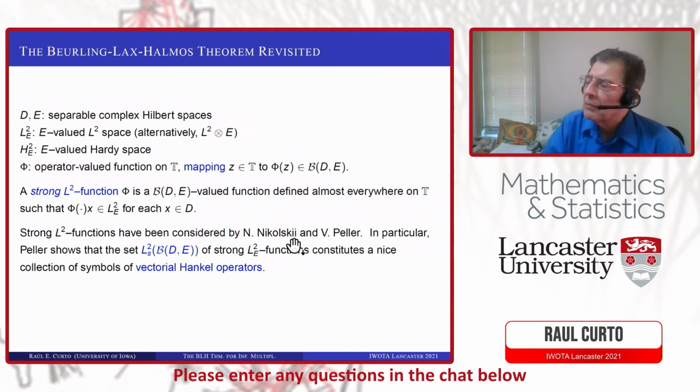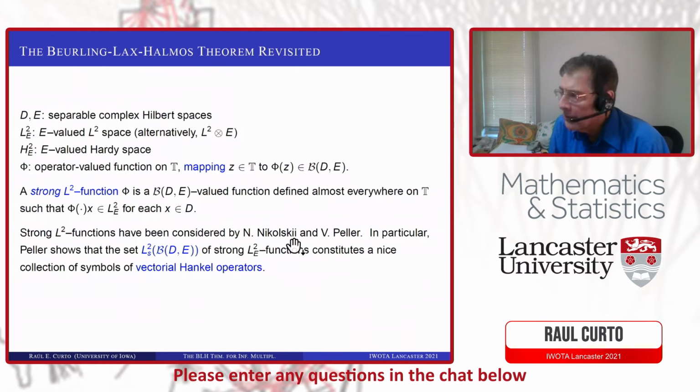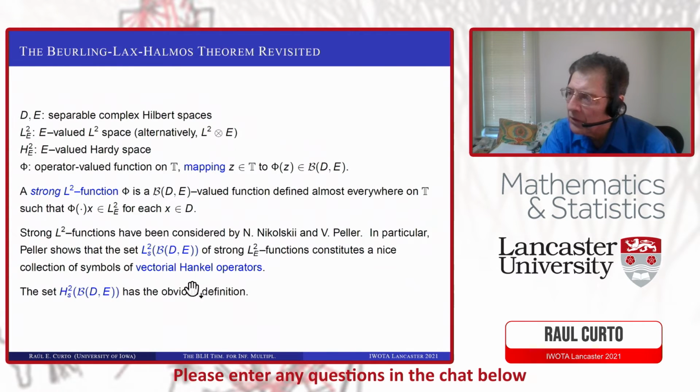Strong L2 functions were considered by Nikolskii and Peller. And in particular, Peller shows that this set is a nice collection of symbols of the so-called vectorial Hankel operators. So it's a natural class if you study vectorial Hankel operators, and we're going to use some of the things that he stated in that paper. Now, we also have H2 strong, which is the obvious definition, right? We have analytic symbols.